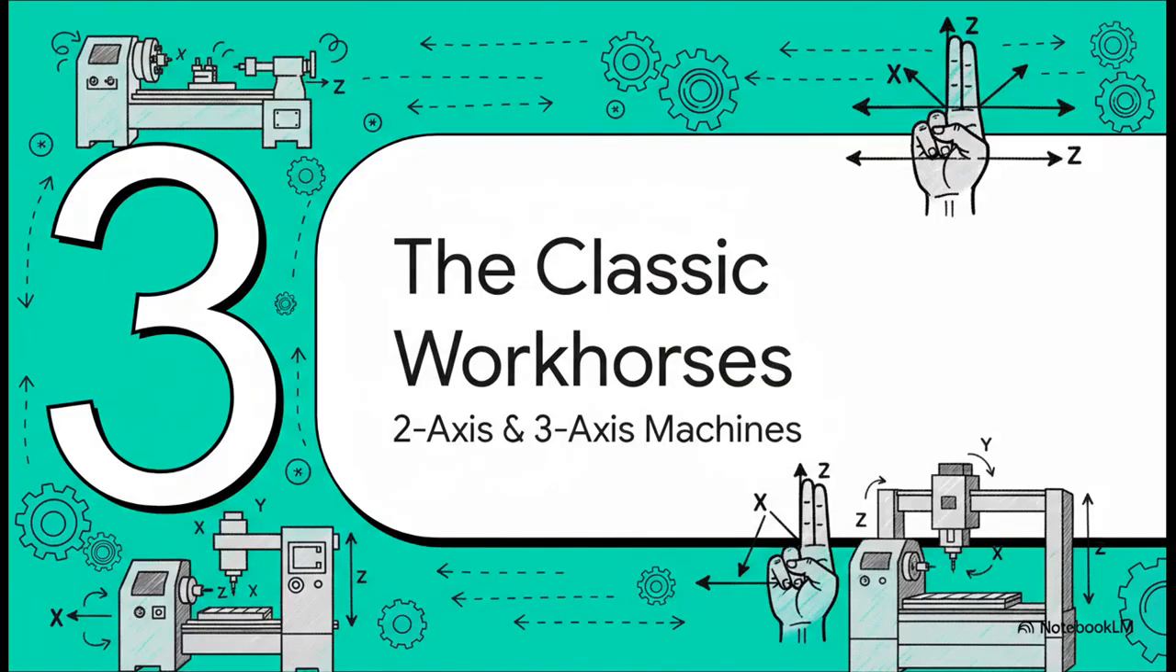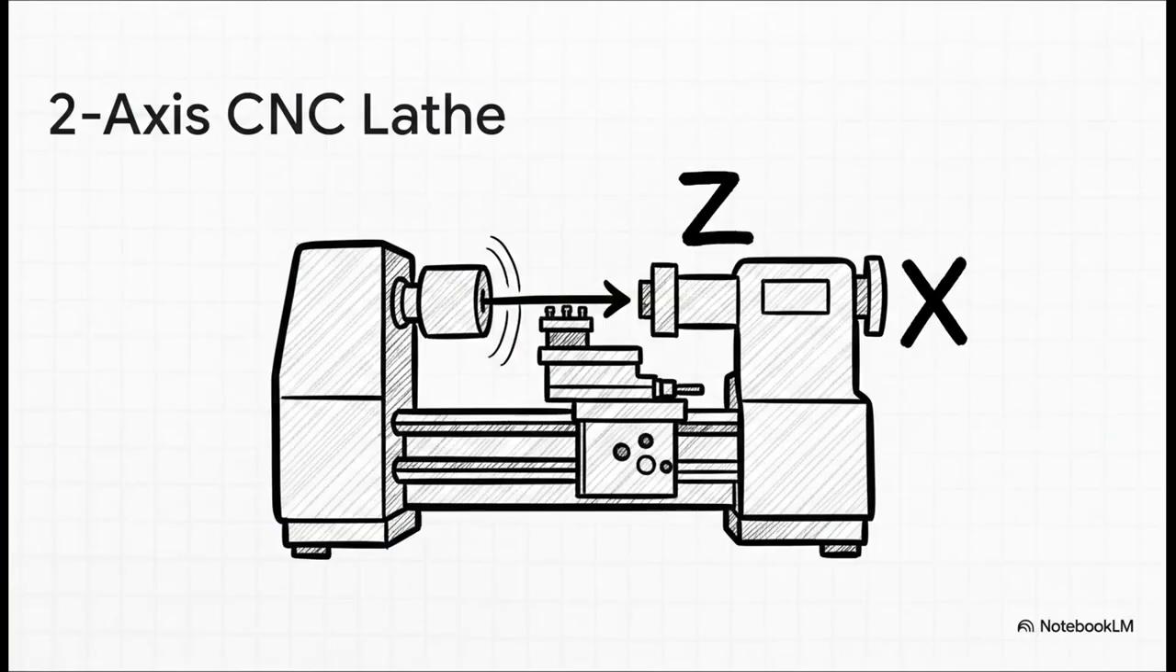All right, now that we've got the theory down, let's actually put it into practice. We're going to take our trusty right-hand rule and see how it works on the two workhorses you'll find in just about any machine shop. Let's kick things off with a CNC lathe. So on a lathe, right, the workpiece itself is what's spinning. The main spindle is horizontal, so that means our Z-axis runs horizontally, parallel to the part. The X-axis then moves in and out, which controls the diameter of the cut. It's simple, it's effective, and you only need two axes to do it.